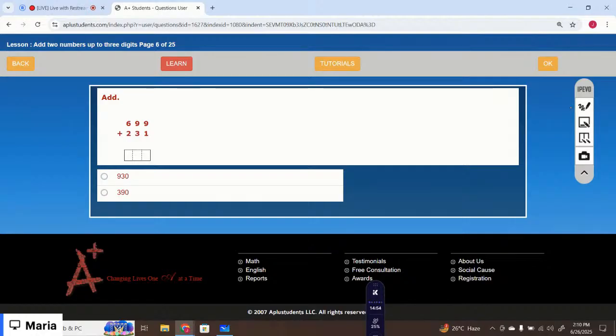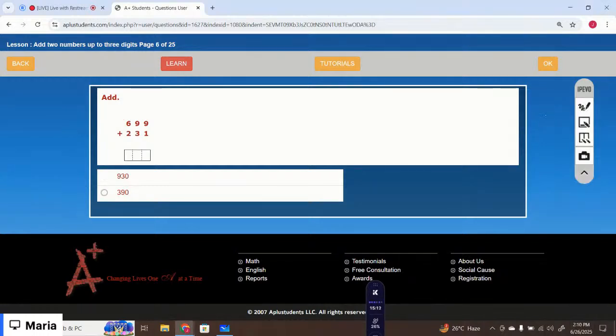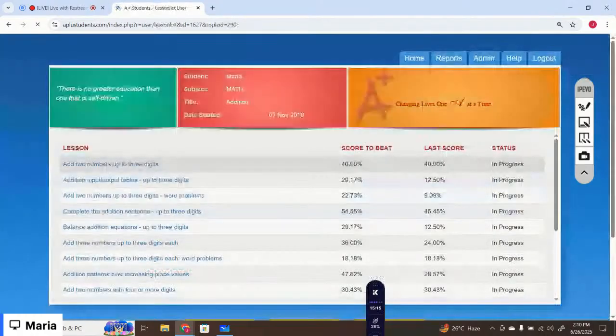9 plus 1 is 10. Write 0, carry 1. 9 and 1 is 10, and 3 is 13. 3 and carry 1. 6 and 1 is 7, and 2 is 9. That is 920. Option number 1 is the correct option. Okay, you can complete the lesson by yourself with the drill. Let me show you the next lesson.